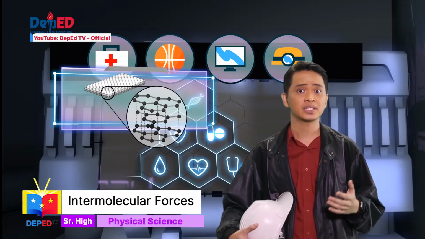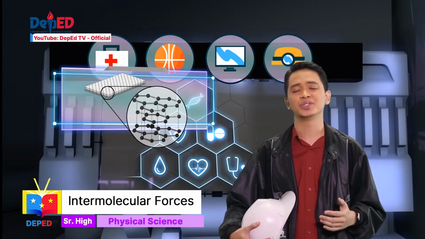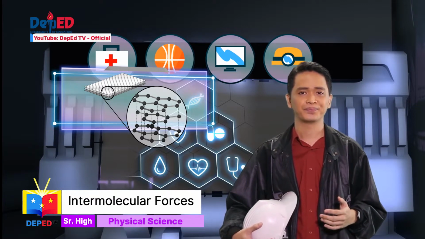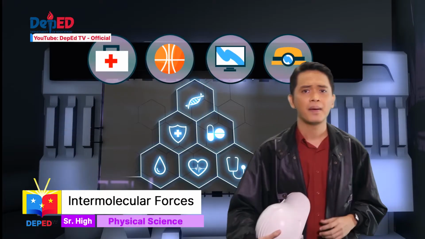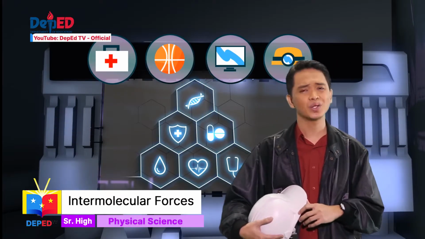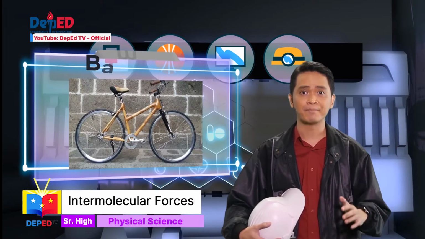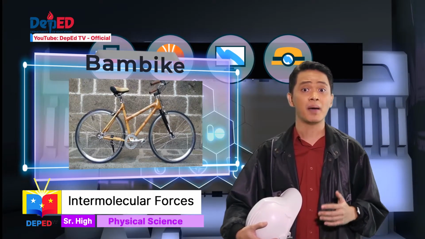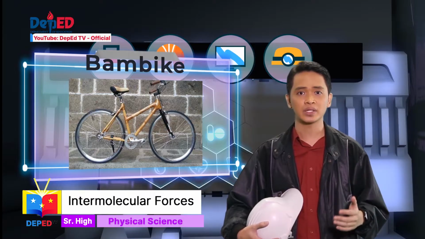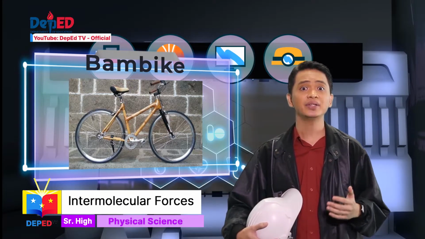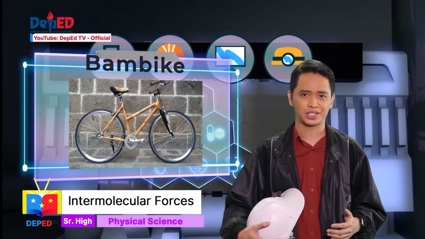Afterwards, it is heated and molded into its desired shape. In our country, bamboo or kawayan is also being utilized as bicycle frames. Bambike has gained popularity because many people are looking for sustainable and environmentally sound products.